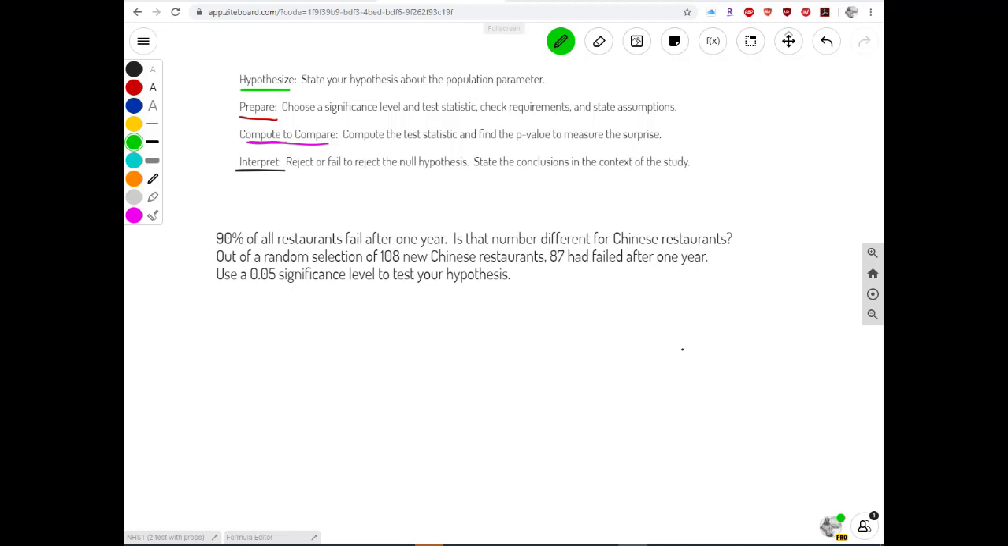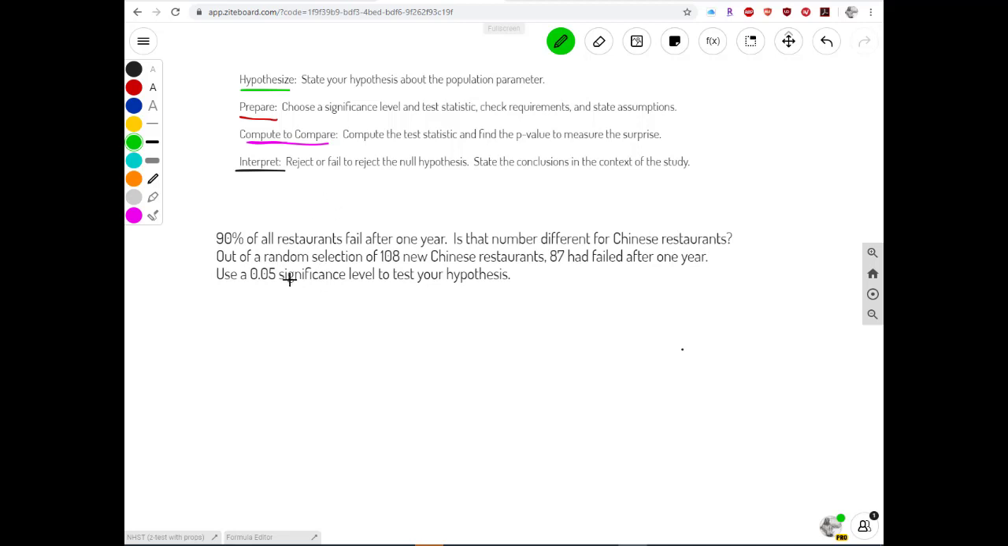Okay, so I have gone ahead and cut-pasted the important information into Ziteboard. In this top part, I have cut-pasted the steps of hypothesis testing, and then down here I cut-pasted our restaurant question. As a reminder, the Google Slides and the Ziteboard links are in the description box below, so you can have access to all of this stuff even if you don't watch the video.